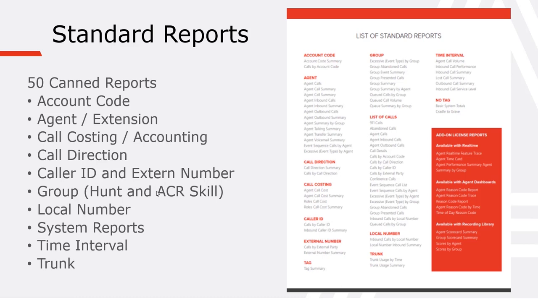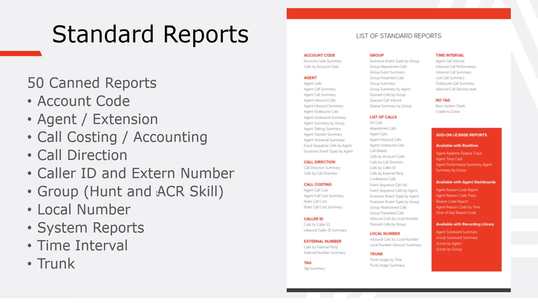System reports such as voicemail counts, abandoned calls, emergency calls like 911. You can also do time interval reports, which is great for forecasting or determining your peak call volumes. And then lastly, trunk reports. You can run reports on your different trunks, PRI, SIP trunks, and T1.